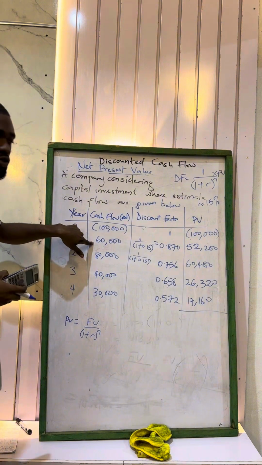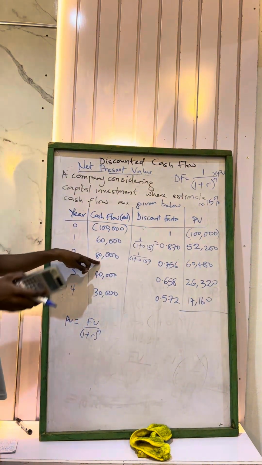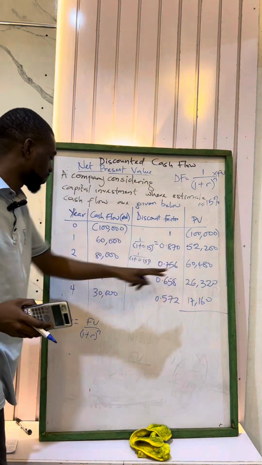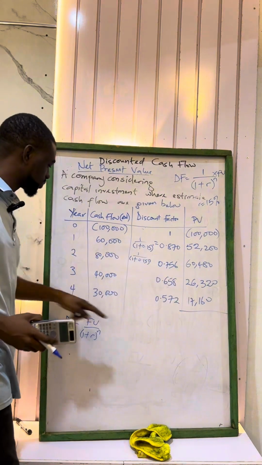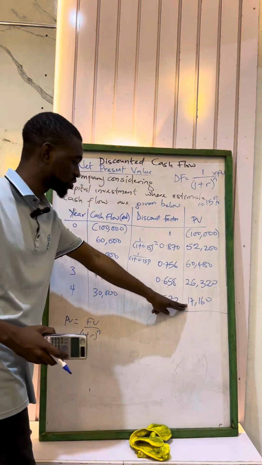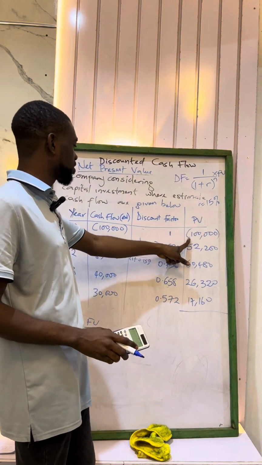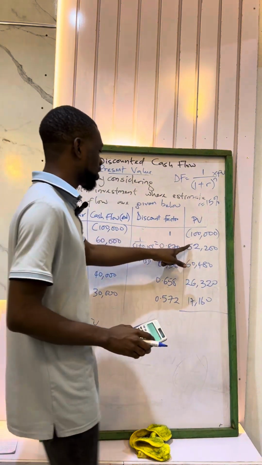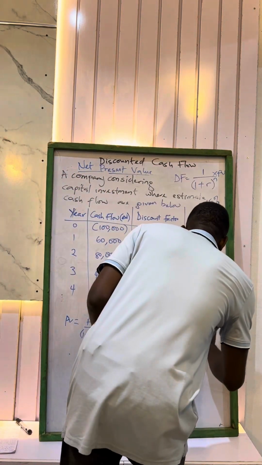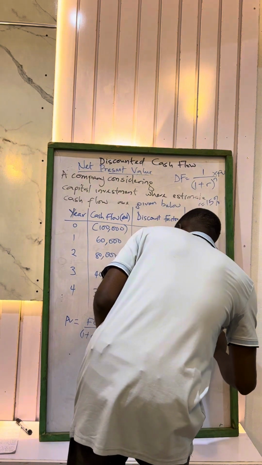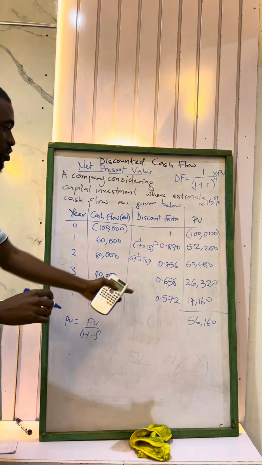The present value of 60,000 naira now is 52,000 naira. The present value of 80,000 naira I'm getting after year 2 is this value. The present value of 40,000 naira I'm getting in year 3 is this. So all I have to do is sum all my present values. This in brackets is negative, so I can just add all this together minus this. By the time I do the sum, I'm going to have a positive 56,160. So you see, this is positive.